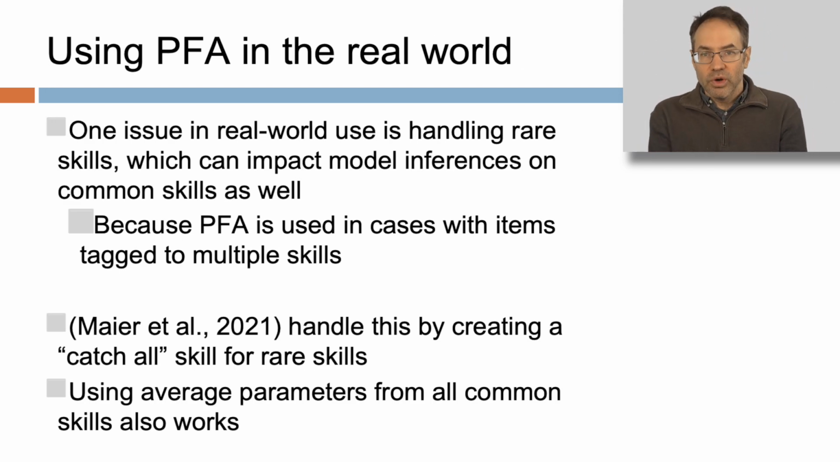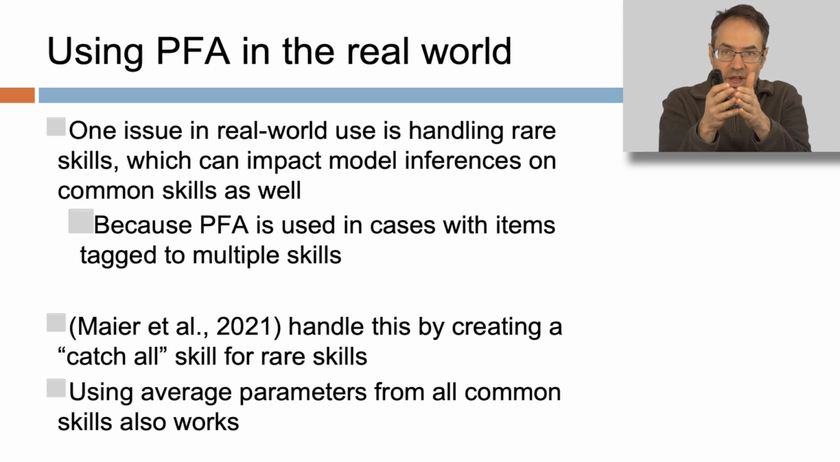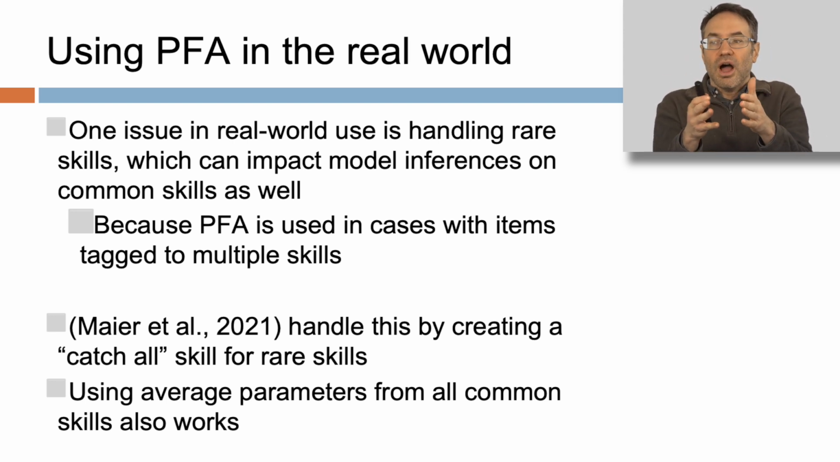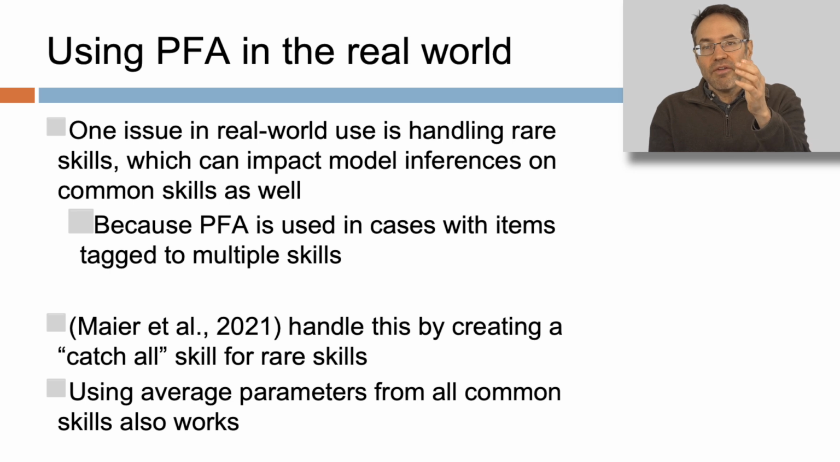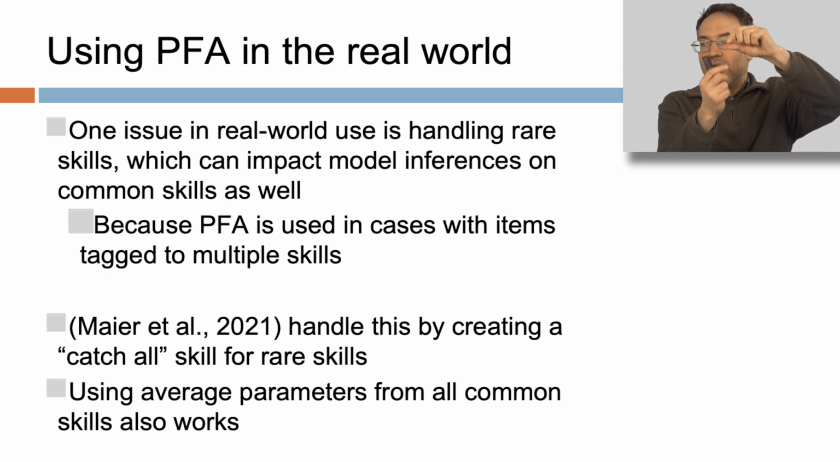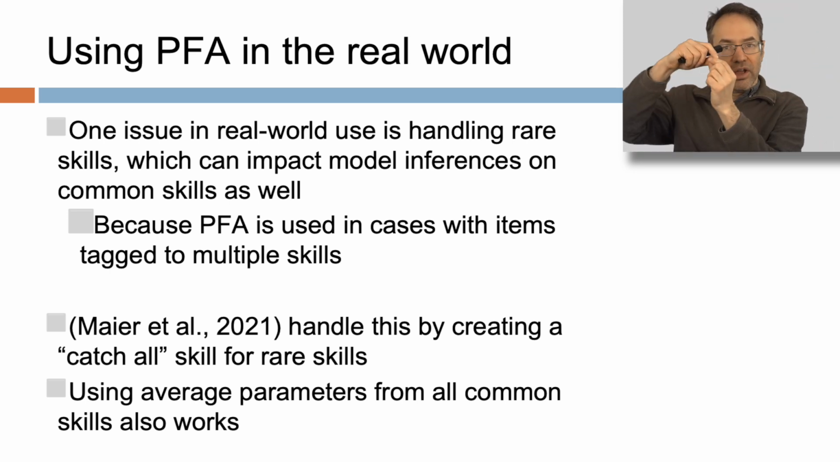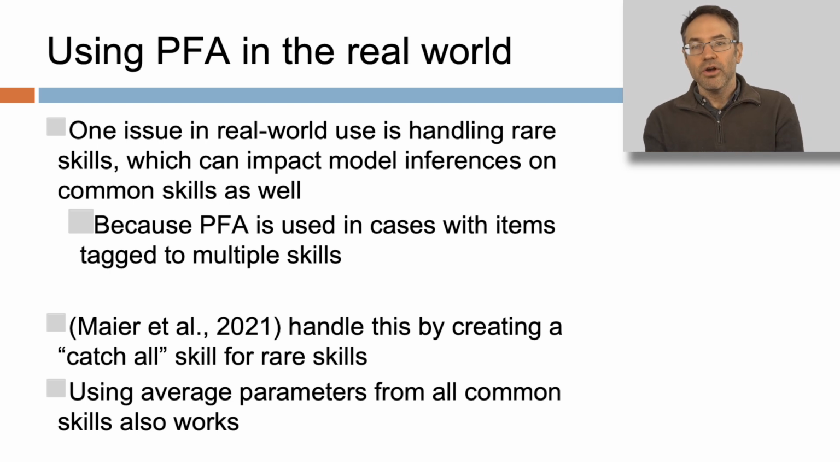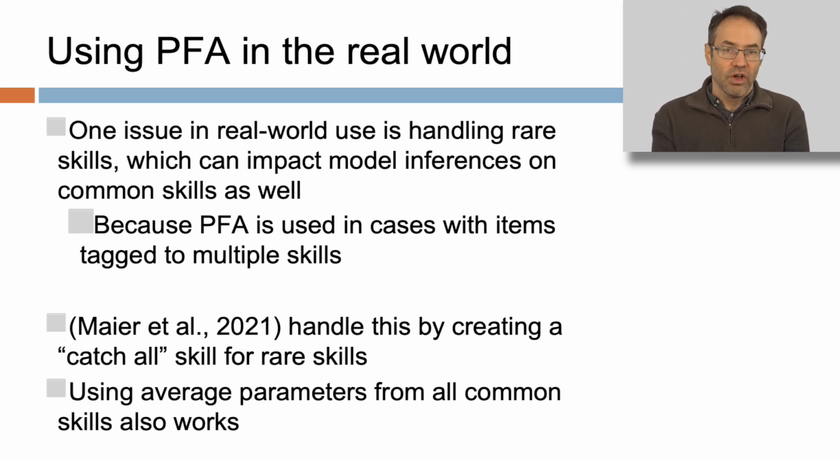One issue in the real-world use of PFA is how it handles rare skills, which can impact model inferences on common skills as well, because PFA is typically used in cases with items tagged to multiple skills. Ironically, some of the packages for PFA can't handle that, but that's the main benefit PFA has over BKT. When you have an item tagged to multiple skills, a rare skill is going to impact the common skills it intersects with. Meyer et al. handled this by creating a catch-all skill for rare skills, and they found that using average parameters from all the common skills also works.